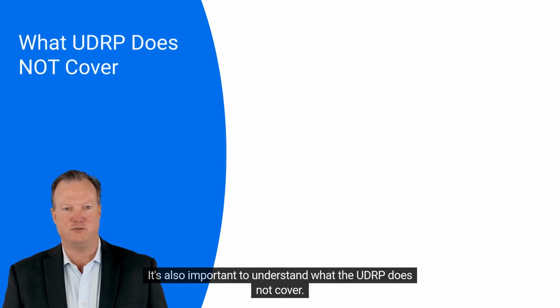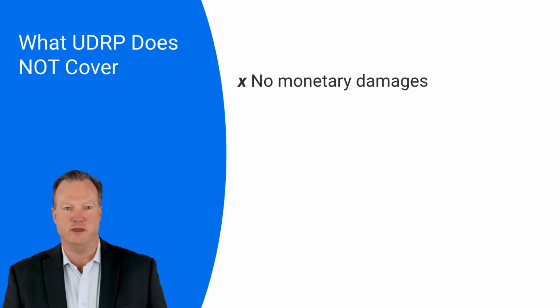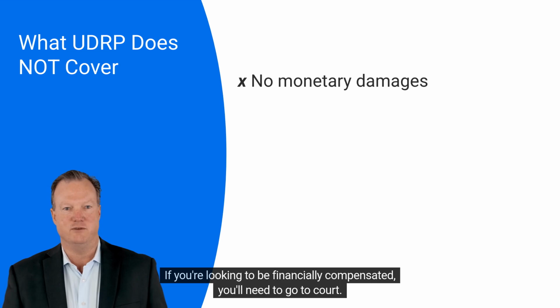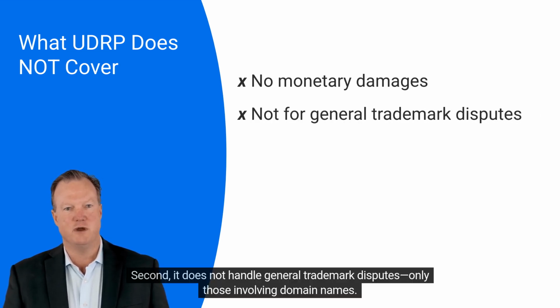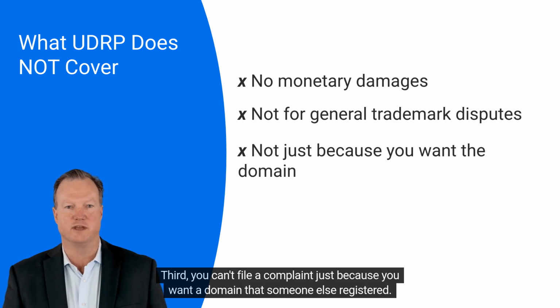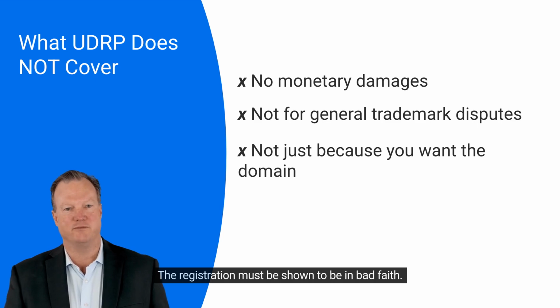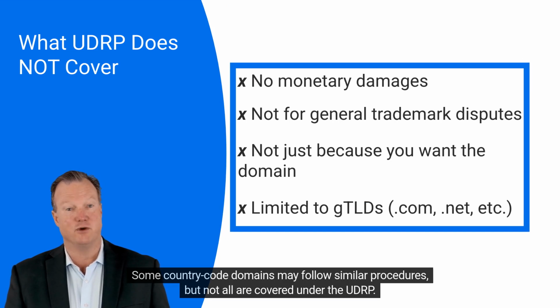It's also important to understand what the UDRP does not cover. First, it does not award damages. If you're looking to be financially compensated, you'll need to go to court. Second, it does not handle general trademark disputes, only those involving domain names. Third, you can't file a complaint just because you want a domain that someone else registered. The registration must be shown to be in bad faith. And lastly, UDRP primarily applies to generic top-level domains like .com, .net, and .org. Some country code domains may follow similar procedures, but not all are covered under the UDRP.